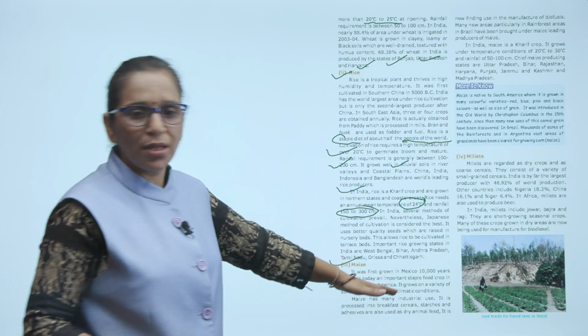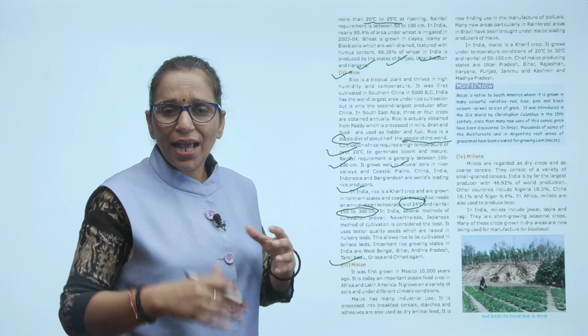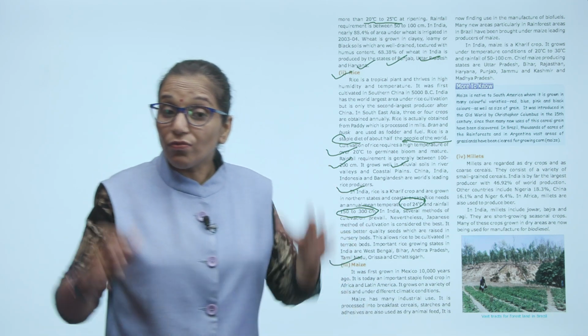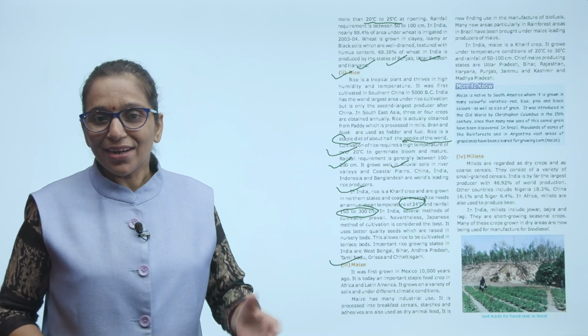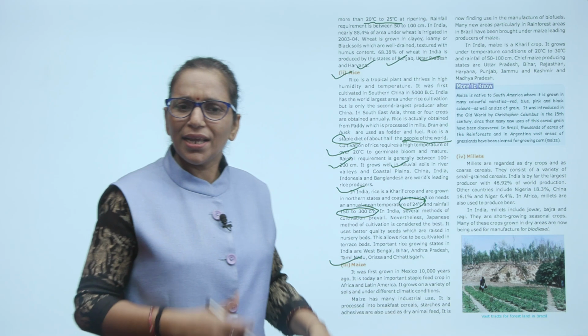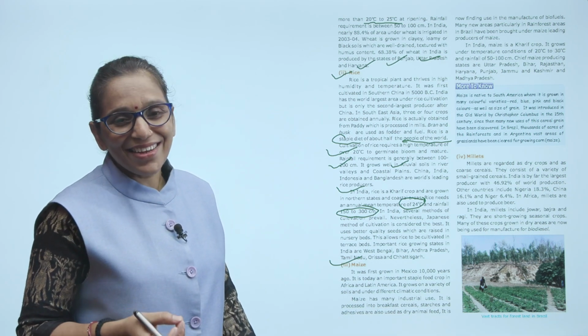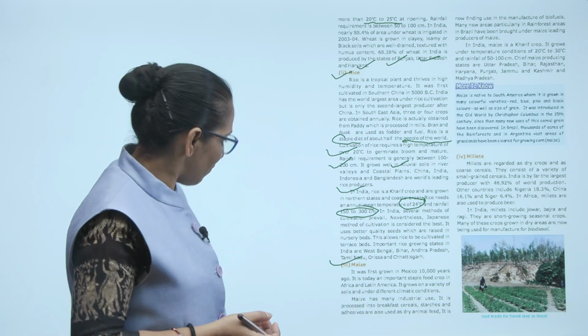Maize was first grown in Mexico, about 10,000 years ago. It is today an important staple food crop in Africa and in Latin America. It grows on a variety of soil under different climatic conditions. So maize has many industrial uses also. It is processed into breakfast cereals, starches and adhesives, and is also used as dry animal feed.